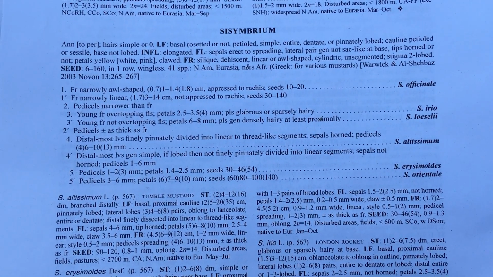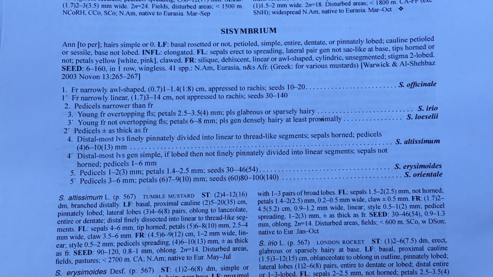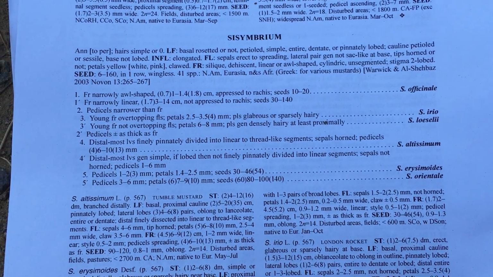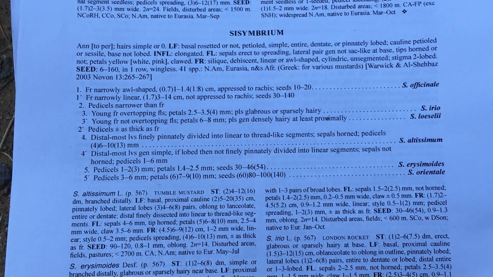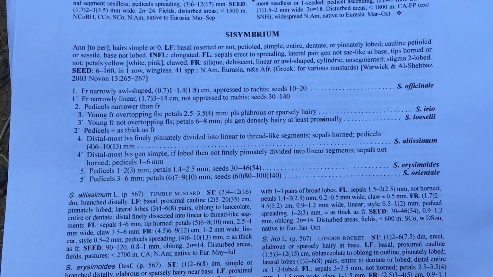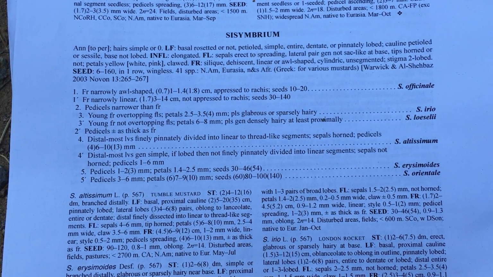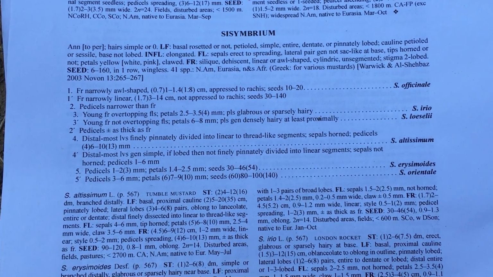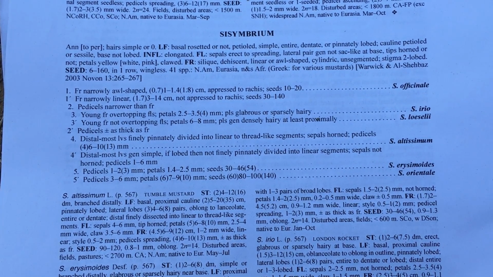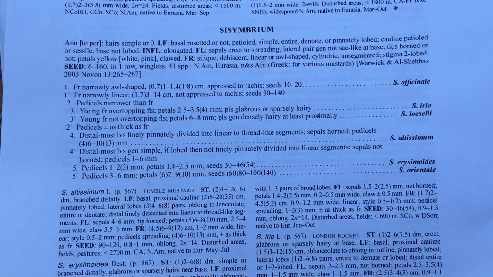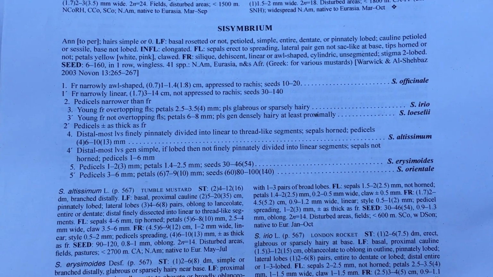Distalmost leaves finely pinnately divided into linear thread-like segments, sepals horned, pedicels 6 to 10 millimeters. Well, clearly we don't have any leaves, so let's just go with the pedicel measurement. And I measured these pedicels, and they were between 3, 4, and 5. So that fits our second one, 4 prime, pedicels 1 to 6 millimeters. So we'll go with our next couplet, 5 and 5 prime.